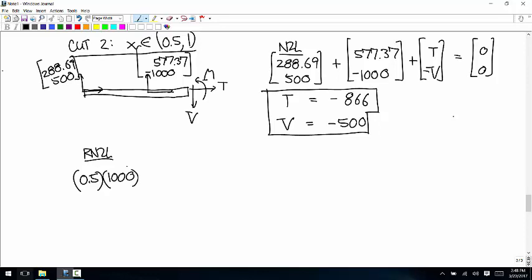The magnitude of the force is 1,000. A force of 1,000 acting down is clockwise, so that's negative. Then we have plus M minus Vx is equal to 0. So M is equal to 500 plus Vx, so 500 minus 500x.